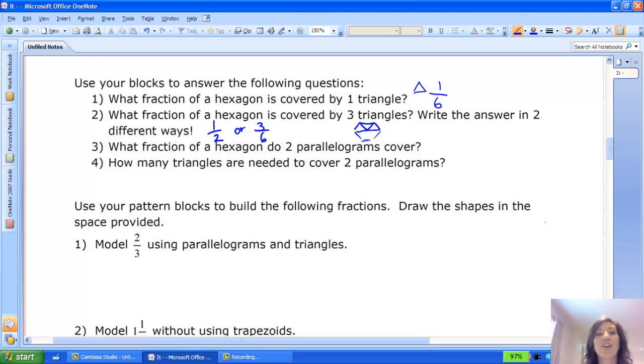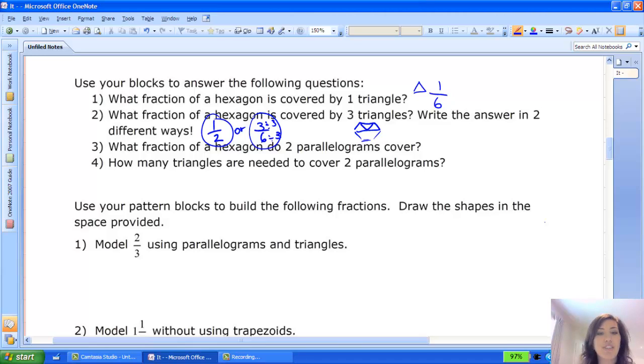These are called equivalent fractions. So they mean the same thing, just one is in smaller numbers than the other one. Because we can divide both of these by 3. 3 goes into 3 1 time, and 3 goes into 6 2 times.